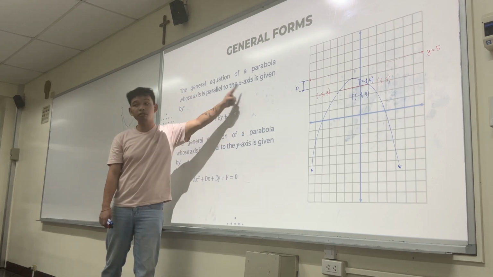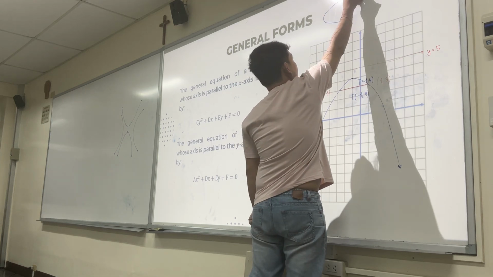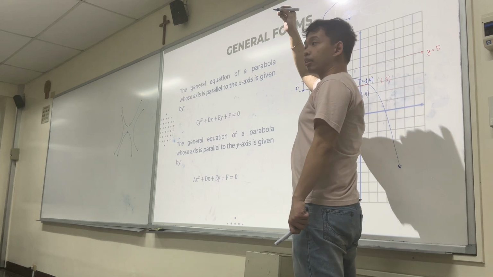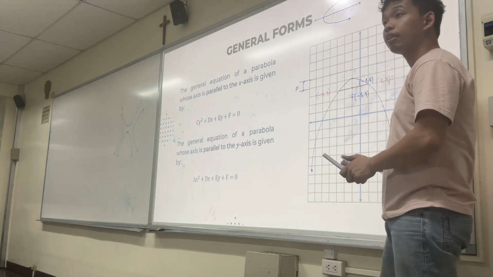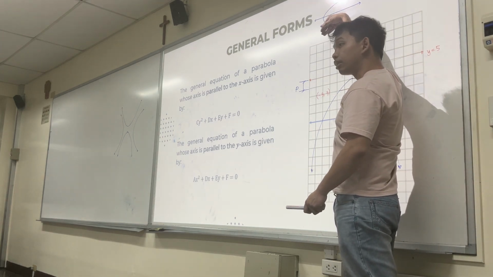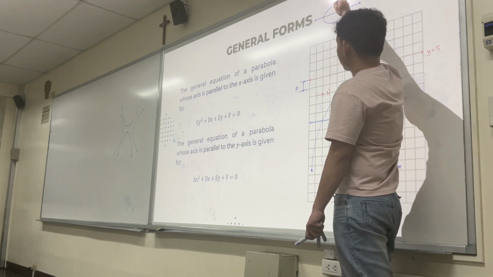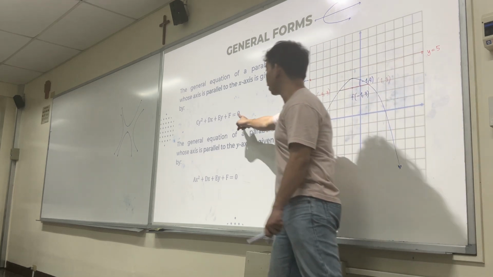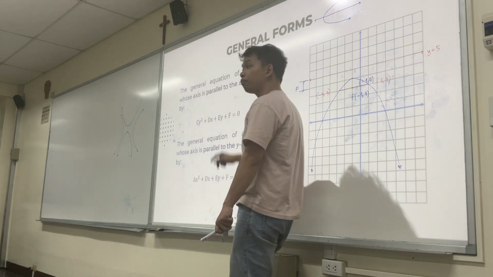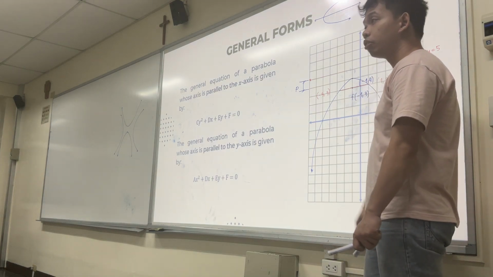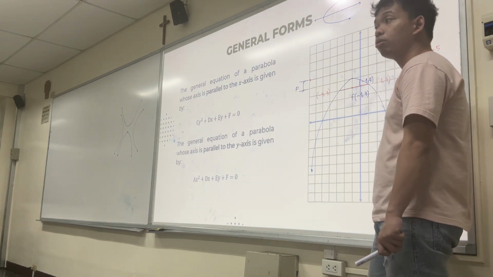What does it mean by a parabola parallel to the x-axis? If you have, let's say, a parabola, where is the axis of symmetry? This one, correct? The axis of symmetry is your horizontal line. See, it mirrors up and down. So this one would be parallel to the x or to the y-axis? To the x-axis. So for that case, the general equation would be cy squared plus dx plus ey plus f equals 0. So in short, a is equal to 0.